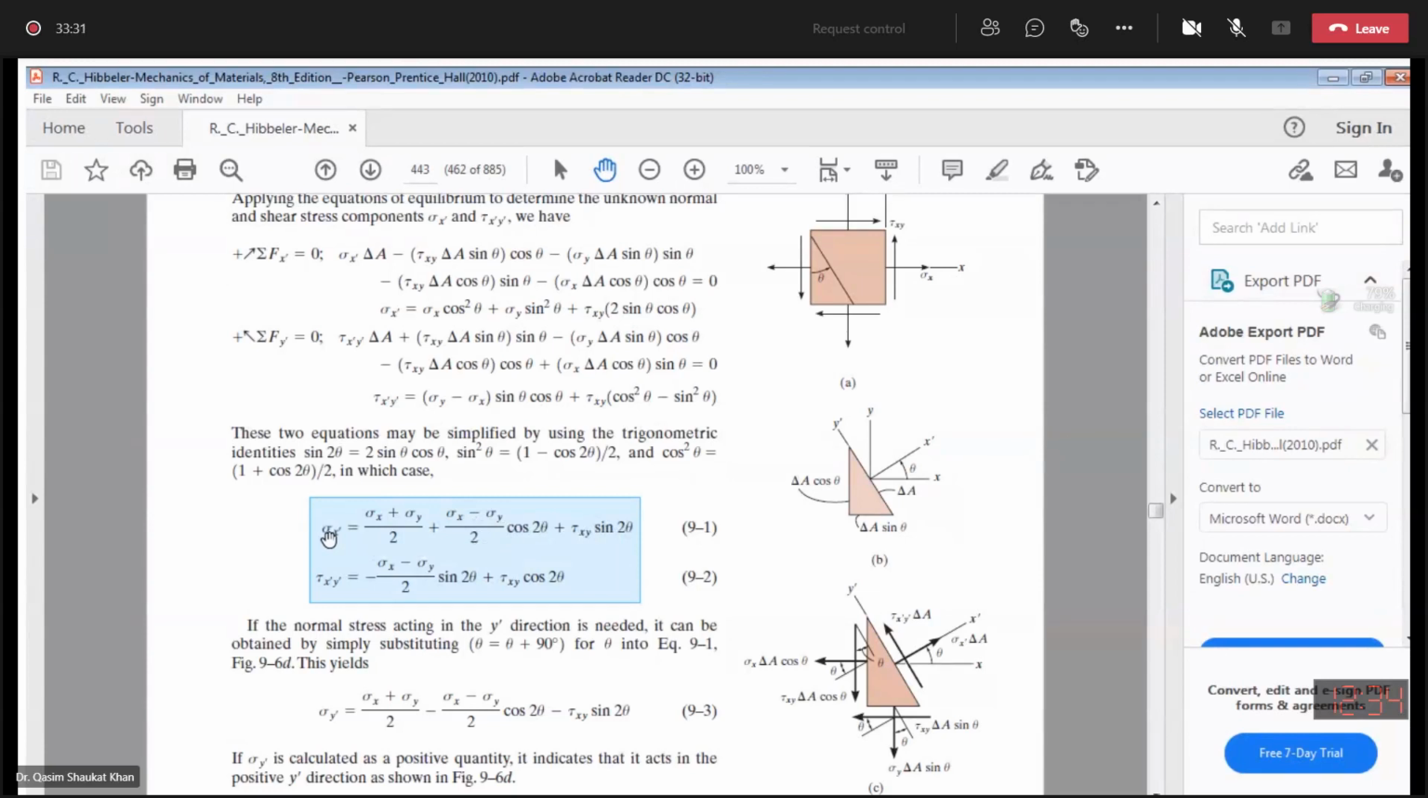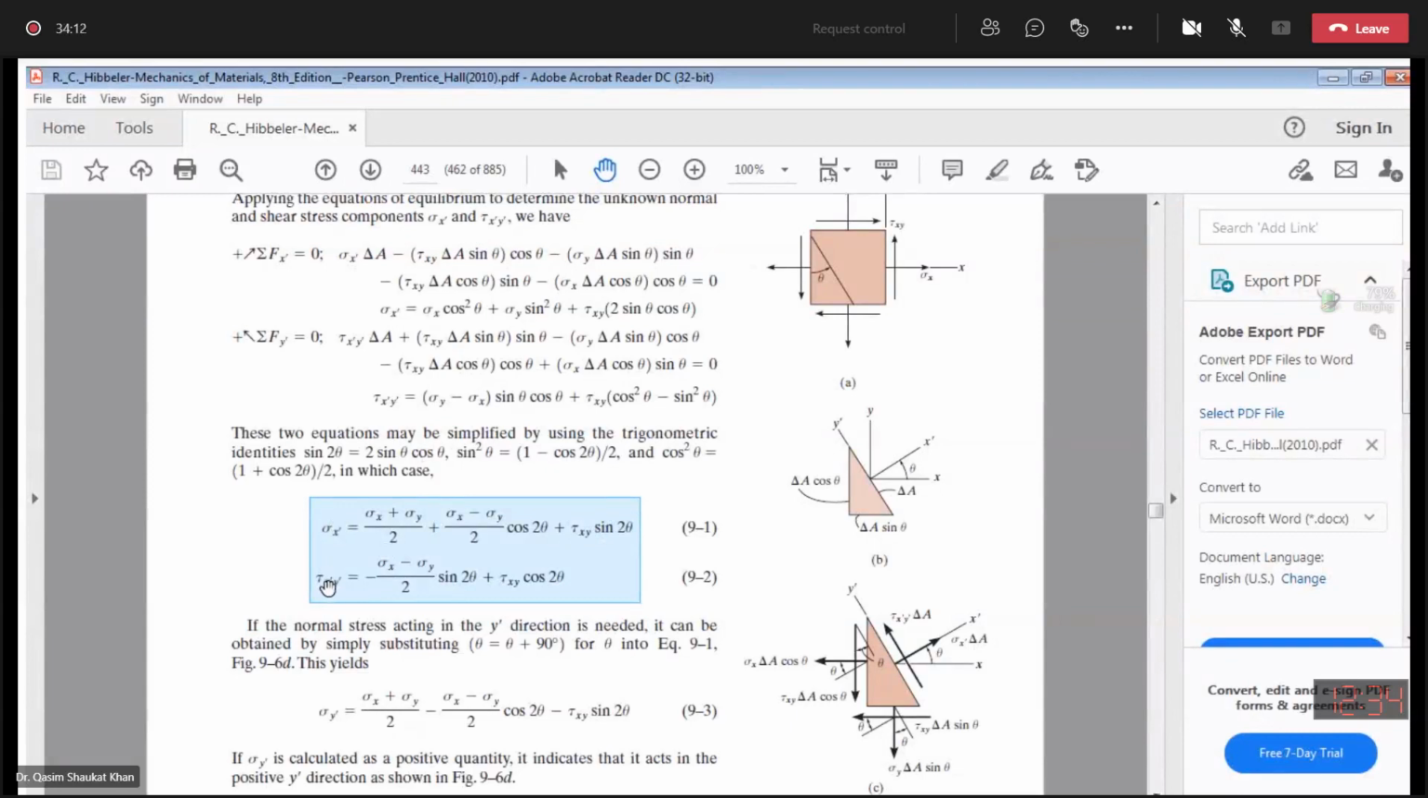Now, if you see this, sigma x dash is your transformed normal stress about x dash axis, and it is a function of normal stress sigma x, sigma y, tau xy, which are your plane stress state stresses, and we are adding this theta. We are adding this theta so that if we want to find the normal stresses at any orientation, we just put the value of theta and we can get the value of our transformed normal stress.